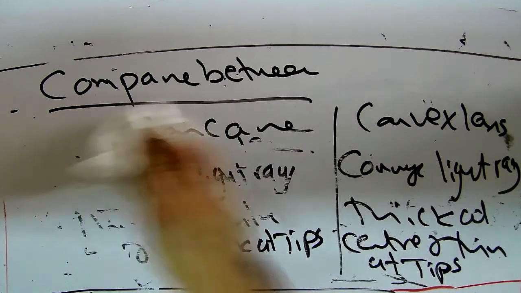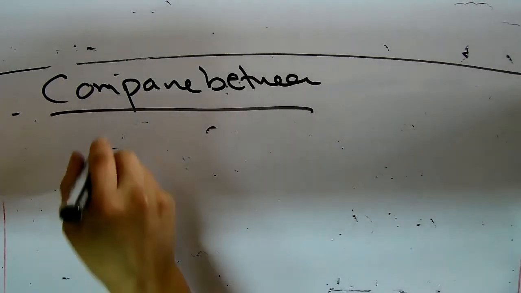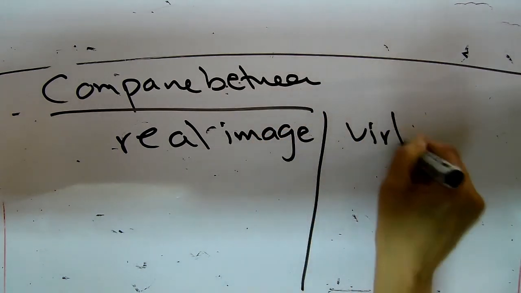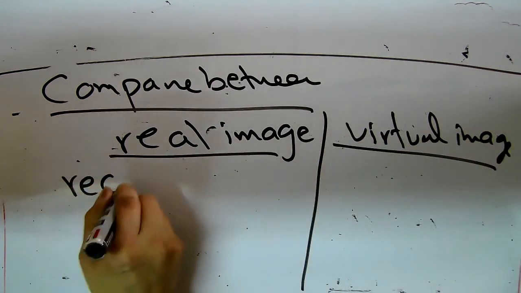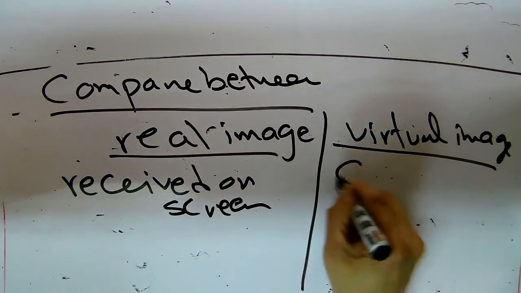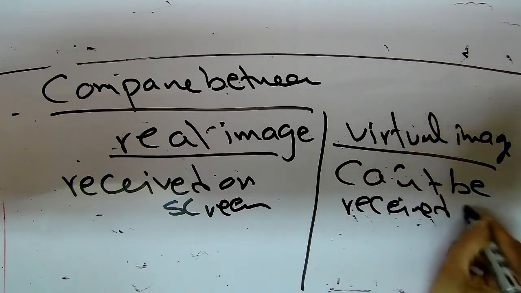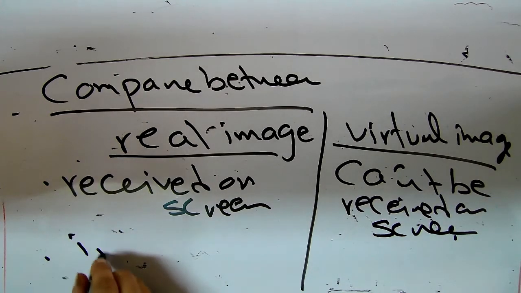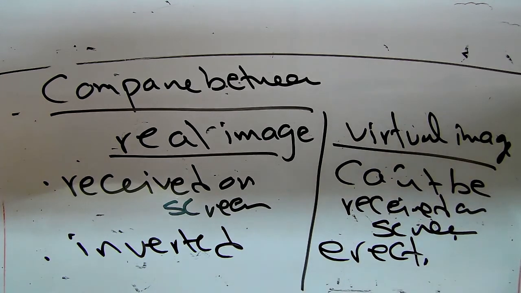Compare between real image and virtual image. A real image can be received on a screen. A virtual image cannot be received on a screen. A real image is inverted, while a virtual image is erect.